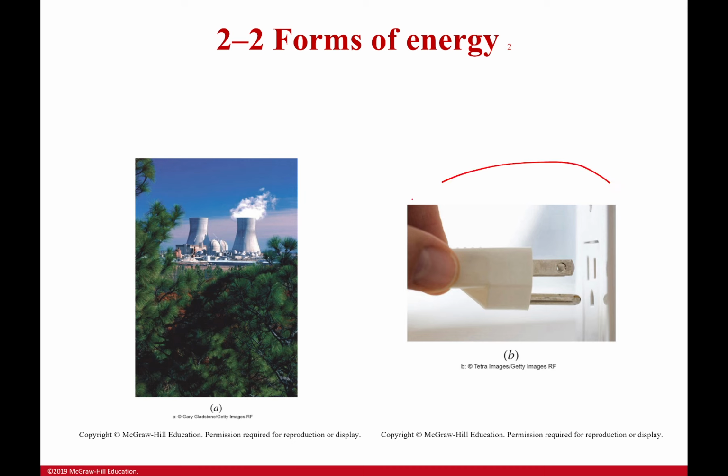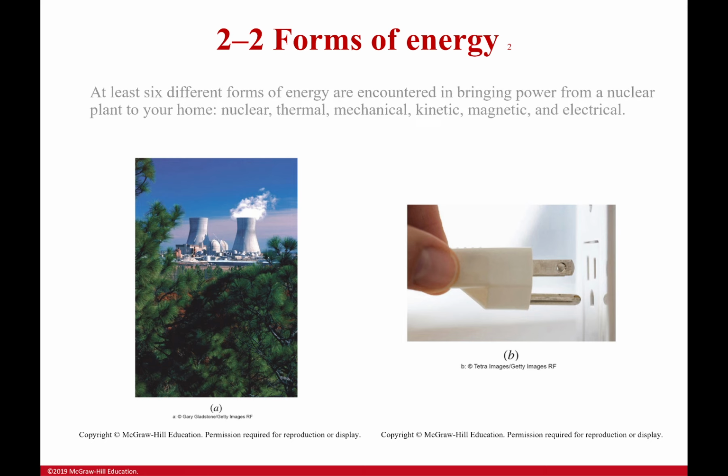Now, most of you are familiar with this thingamajig here. You've plugged something in before, whether it be your refrigerator, your computer, whatever it is. And you get electricity, you can power it. But where did that power come from? Well, it might amaze you, but there are actually almost 6 different forms of energy, depending on what's producing the power, going from, in this case, a nuclear power plant all the way over to your electrical socket.